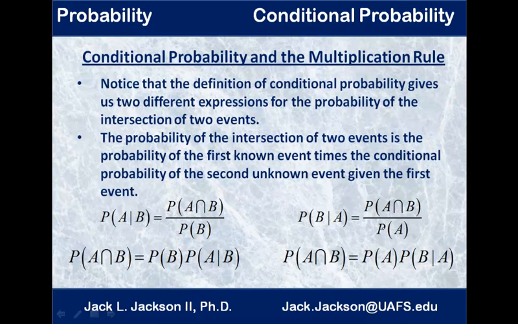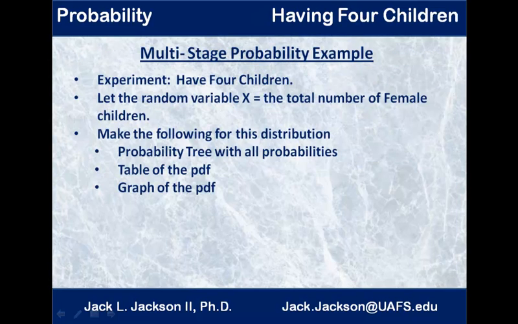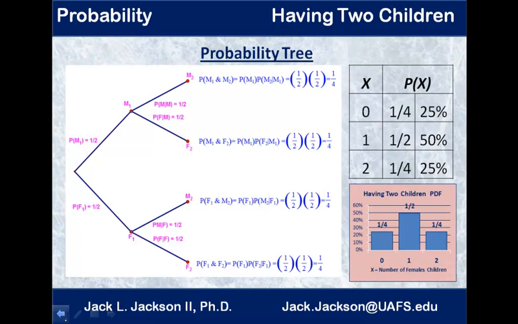In a similar way, we can look at this expression on the right and get the probability of A intersect B. It's the probability of A times the probability of B given A. This gives us a way to find probabilities of intersections if we know the probability of the first event and then the probability of the second event given the first one. That's going to be useful to us in this example, and it's going to lead us to something we call a probability tree.